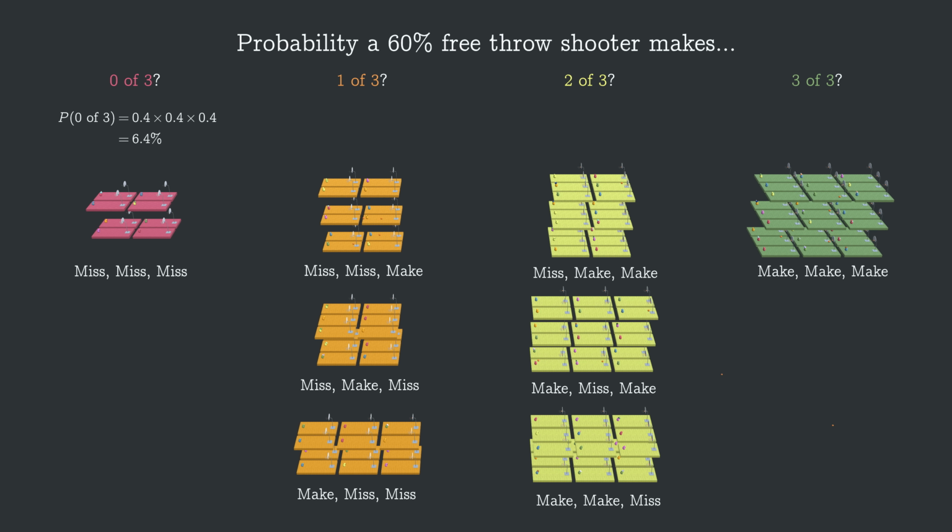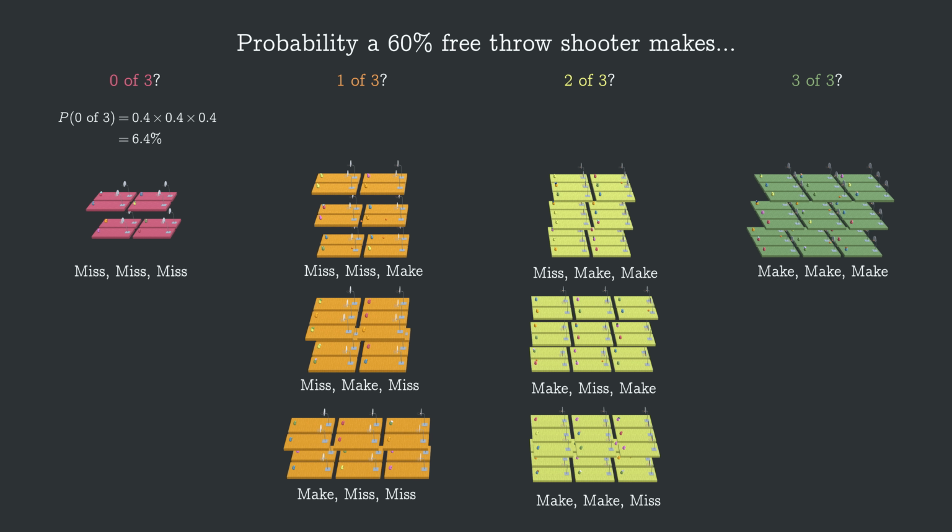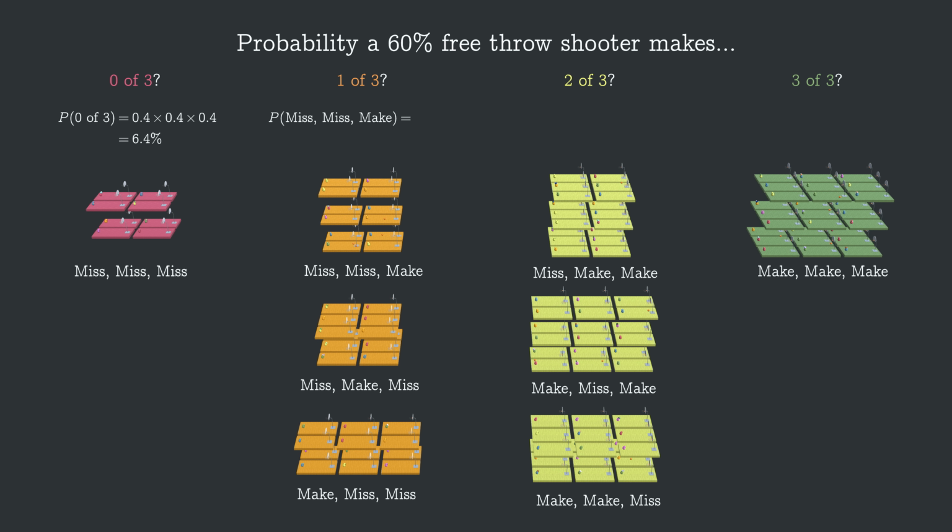Next, for one make out of 3 shots, there are 3 ways to get it. The first way in this list is miss, miss, then make. 12 of the 125 blobs had this outcome, which gives us a 9.6% probability. Multiplying the individual probabilities looks like this. The thing to notice here is that all 3 of these groups have the same number of blobs in them. The probability is the same for each of them.